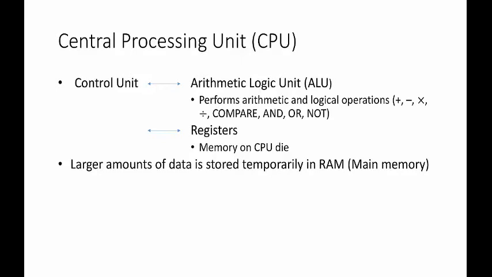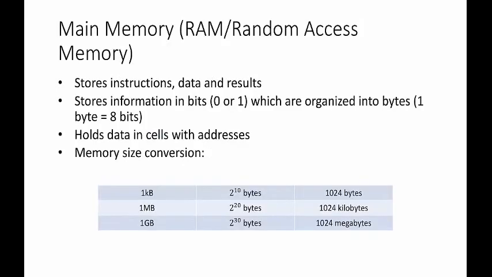Your registers are just memory cells in the CPU. It is the rapid access of instructions and data by ALU and your control unit. Larger amounts of data is stored temporarily in the RAM, your main memory. So let's go to your RAM.